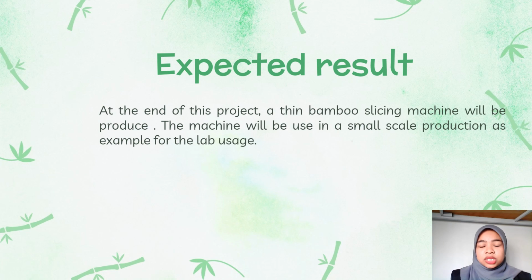Before we end this presentation, let's look at the expected result. At the end of this project, a thin bamboo slicing machine will be produced. The machine will be used in small-scale production, for example for lab usage.